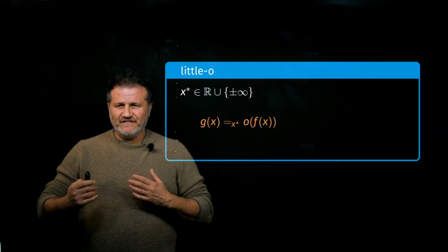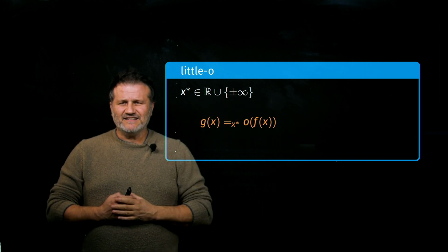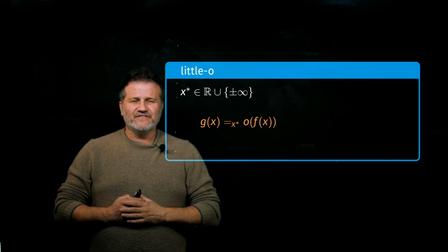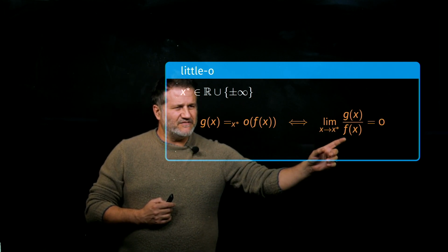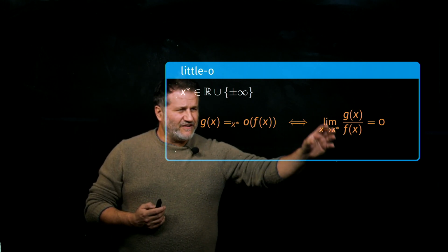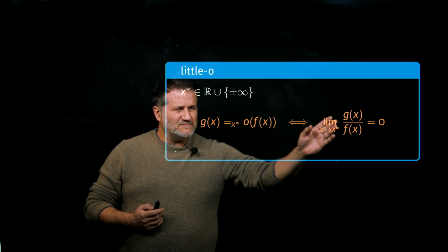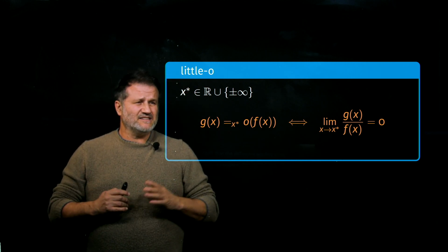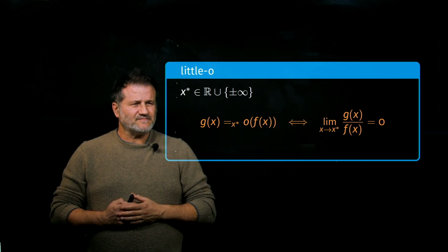Given two functions f and g of variable x and the point x star that can be real or infinite, we say that g of x is little order, or shortly little o, of f of x at point x star if the limit when x goes to x star of the ratio g of x over f of x is 0. The idea is that if this limit is 0, the fraction is very small around point x star. So it means that the numerator is much smaller than the denominator. Notice that this definition applies when both f and g go to 0 and when they go to infinity.